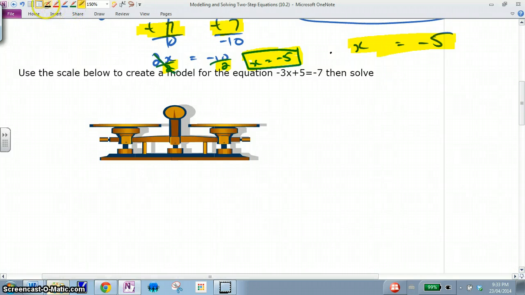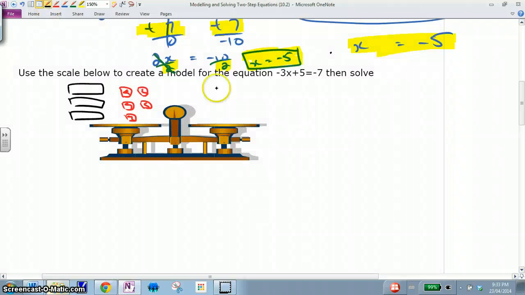-3x. So I'm going to draw those in black. 1, 2, there's my -3x plus 5, so I've got 5 reds. 1, 2, 3, 4, 5 equals -7. So I'm going to draw some hollow guys over here. 3, 4, 5, 6, 7. So there's my -3x plus 5 equals -7.